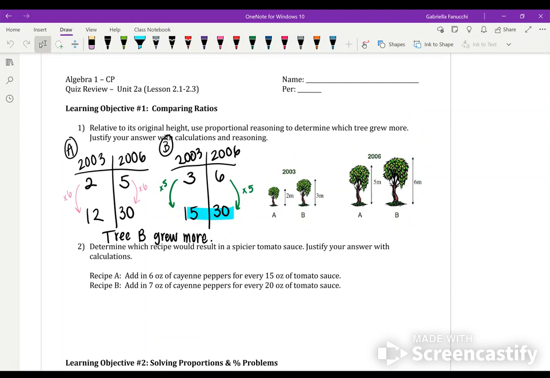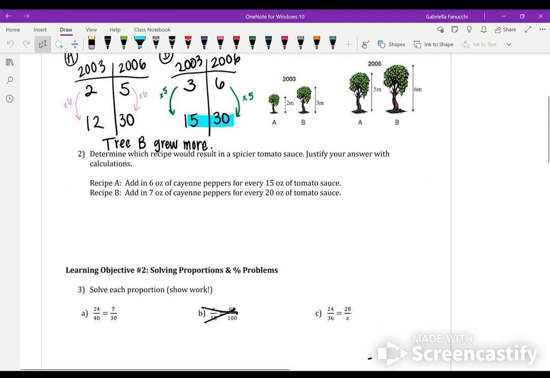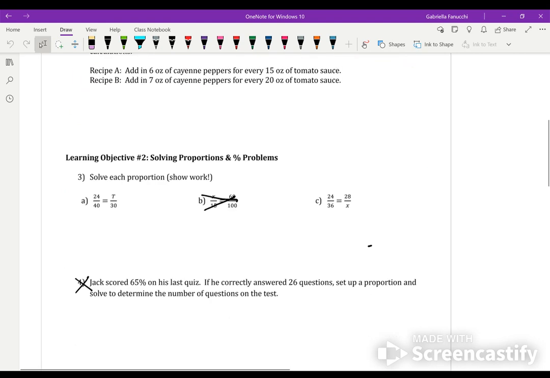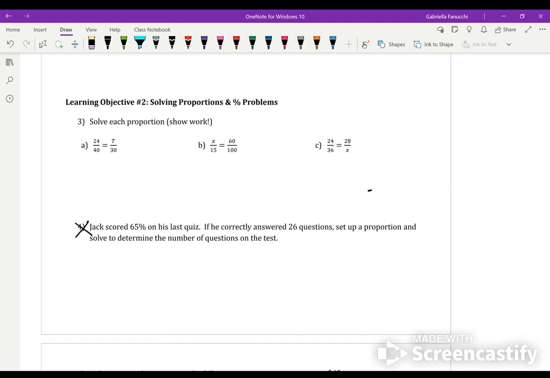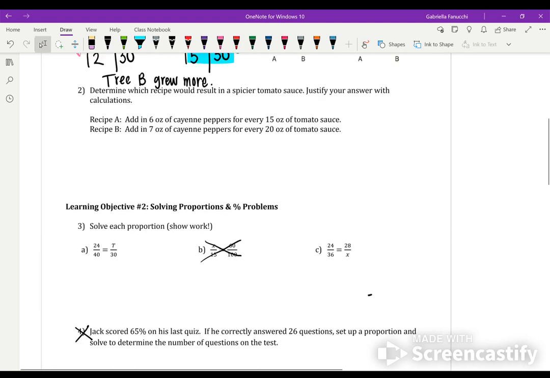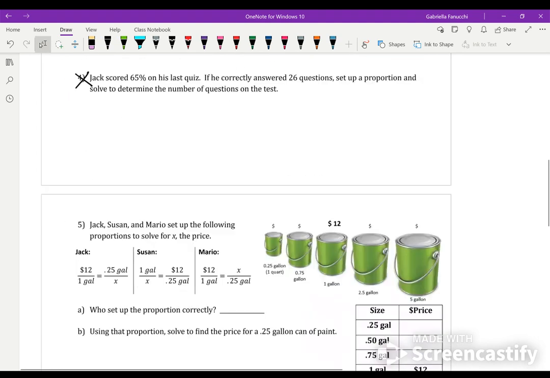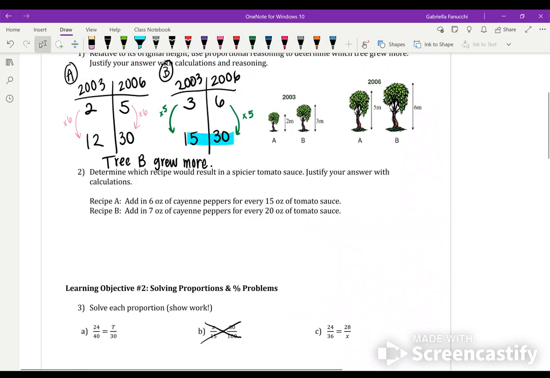I helped a lot of people out with number one in class, so I'm not going to go over that one. I'm also not going to go over 3B because 3B we did on the warm-up on Wednesday. That was the first warm-up problem. I'm also not going to do number 4 because number 4 was also a warm-up problem, the second question on Wednesday. So that's why I have those crossed off there. So I'm not going to do number 1, 3B, or 4. Okay? So let's go ahead and get started with number 2.